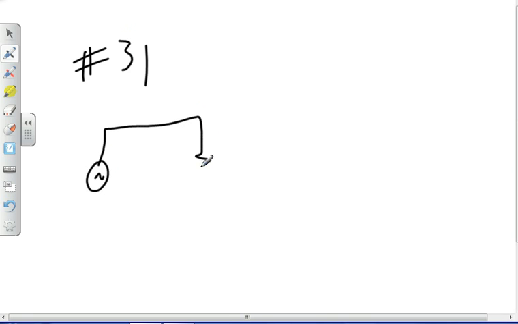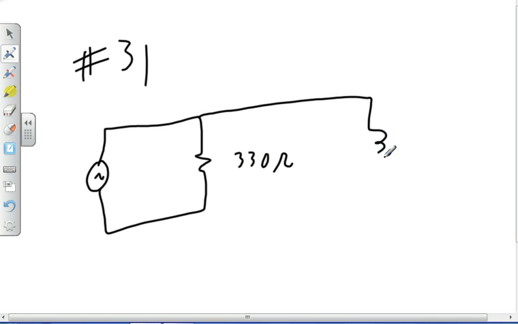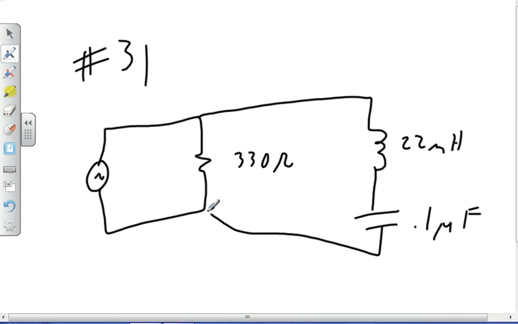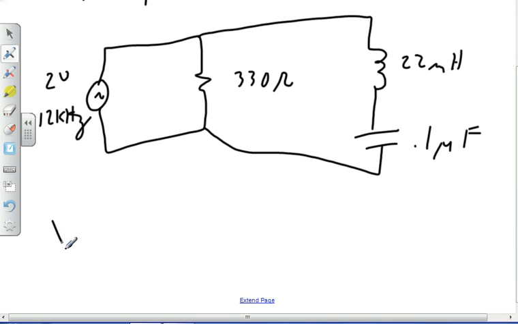Okay, so I got this: 330 ohms, 22 millihenry, 0.1 microfarad, and I'm at 2 volts, 12 kilohertz. All right, so I need to find X sub L.